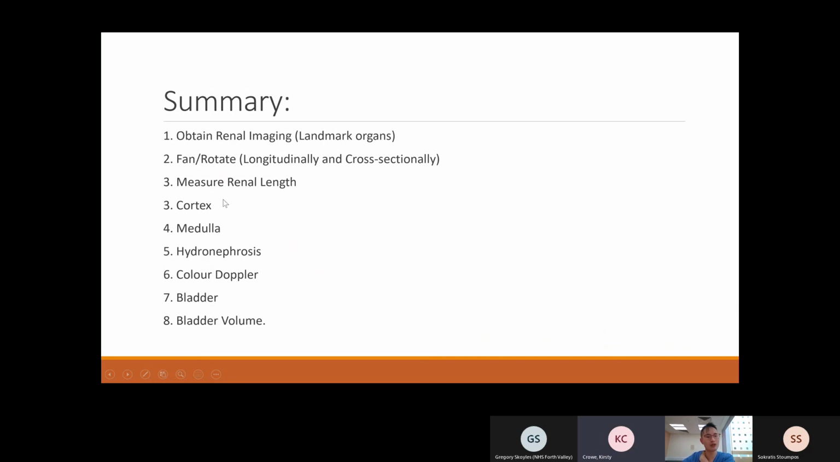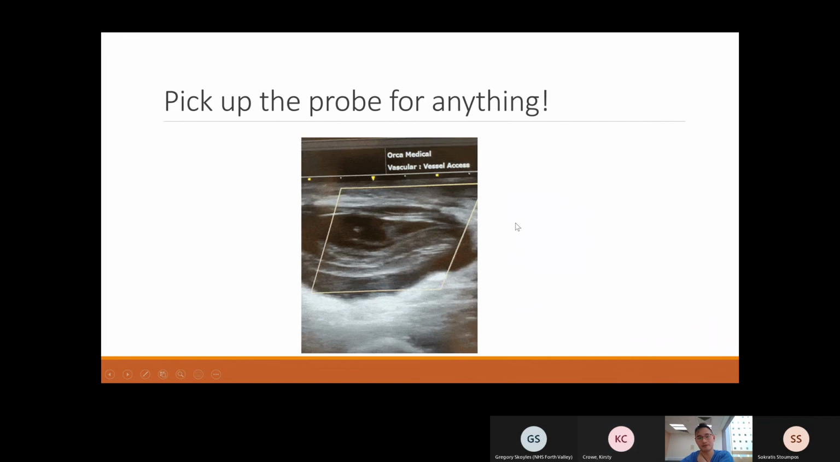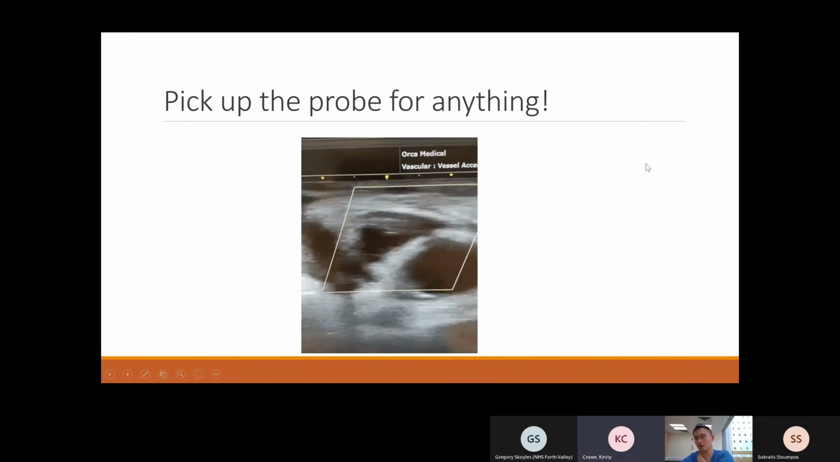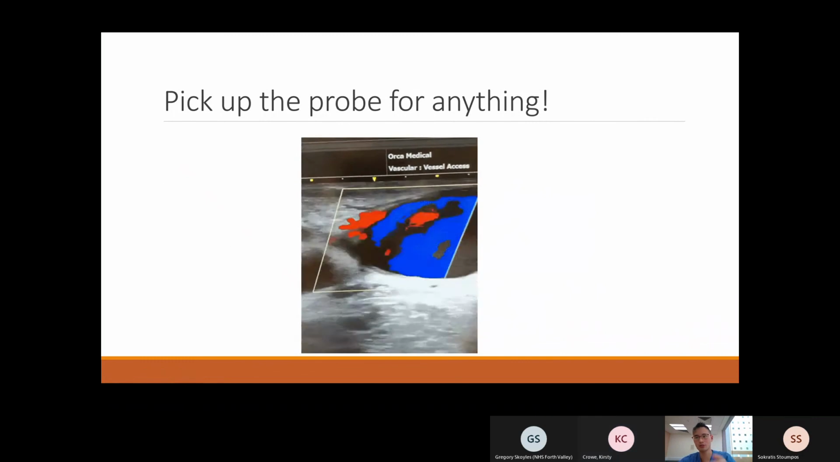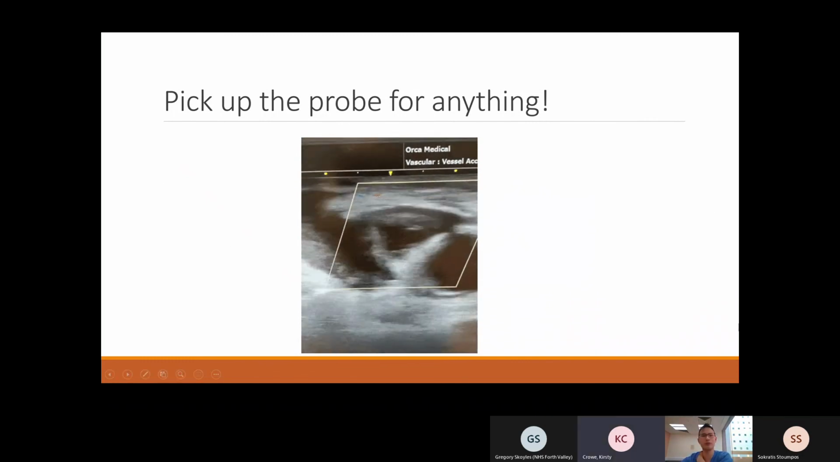And also how to measure the cortex, and assess the medulla and how to differentiate it from cysts. We talked about different grades of hydronephrosis and how to divide it very easily just by anatomical levels. We talked about the importance of Dopplering any areas that look like there's fluid in them. We talked about assessing the bladder, assessing the volume, and we also talked about a few cases of bladder abnormalities. And the last thing I want to say is that this talk is focusing on renal as well as kidneys, but you can pick up the probe for anything.